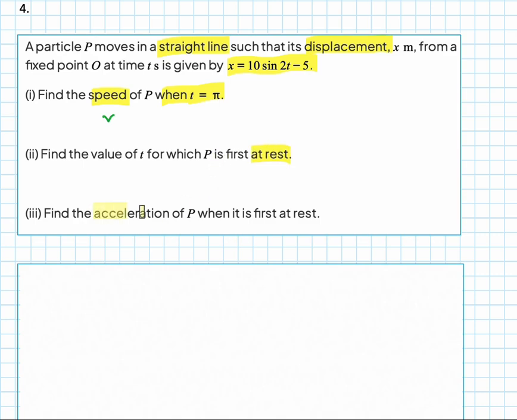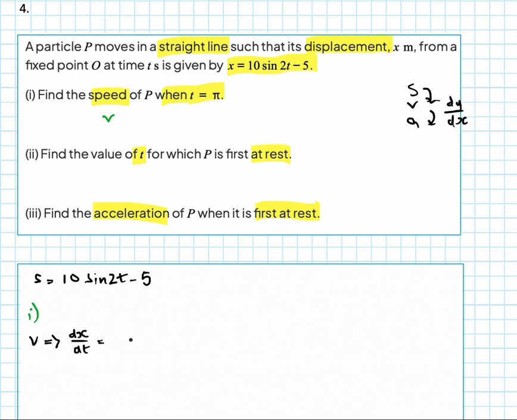Again, we have a straight line here, which is 10 sine 2t minus 5. Find the speed, so speed being velocity. So we're using differentiation here, and then eventually we have to find the acceleration. Displacement is 10 sine 2t minus 5. So, first question, when t is equal to pi, we'll be substituting that in at some point. So dx over dt is equal to 2 times 10, which is 20 cosine 2t.